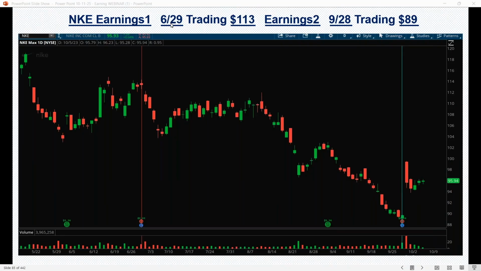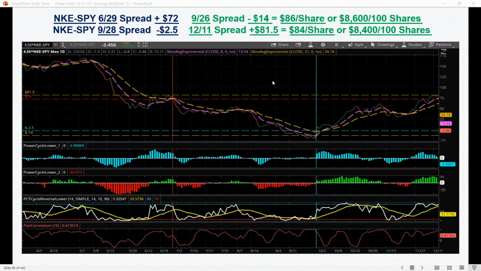Earnings, for this example, on the 29th of June, it was trading at 113. So right here you can see where it was, goes down. And then here was just another one on the 28th of September, trading here. It had a spike up. Okay, so here's the pairs right here.